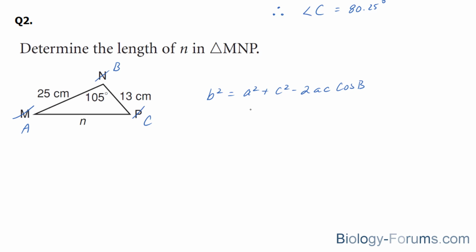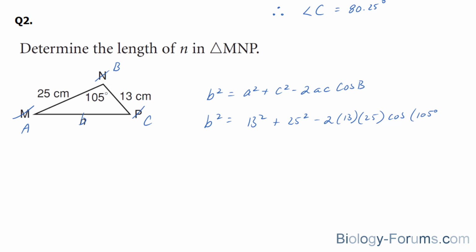And we will replace, well, that's what we're looking for, and since we changed that to big B, this is technically little b. So we're not going to replace this with anything, we're just going to leave it the way it is. Little a is 13 squared, it's this one, plus little c is 25 squared, minus 2 times little a times 25 cosine 105.